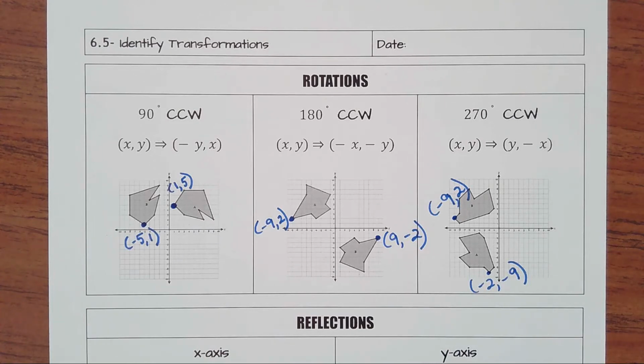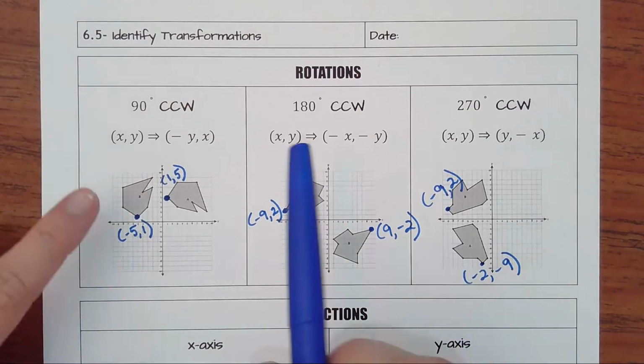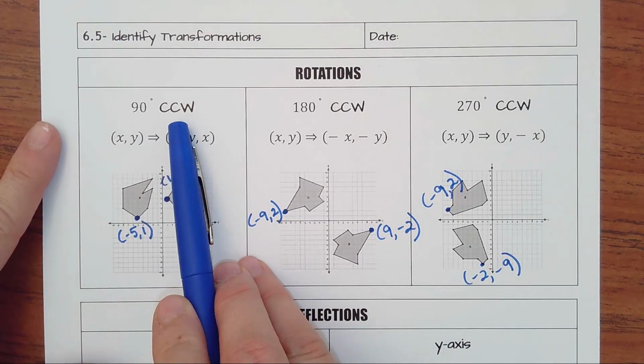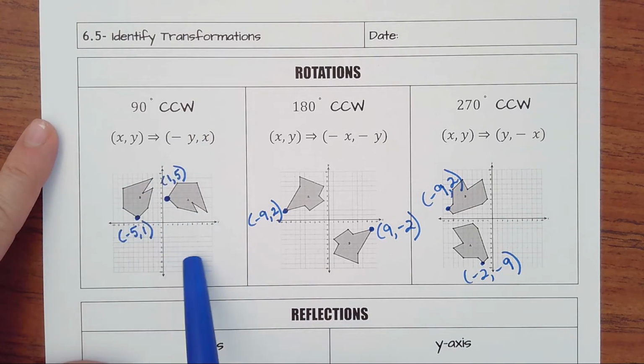Lesson 6.5, Identify Transformations. So this Delta Math lesson will actually be multiple choice, which makes it a little bit easier. But I want to talk about the patterns of the rules you should be noticing when you rotate and when you reflect points. So when you see CCW, that's just counterclockwise. So remember, that's an opposite rotation from how a clock goes.